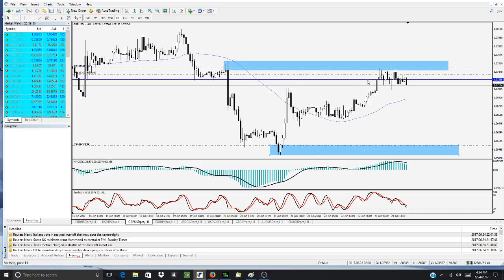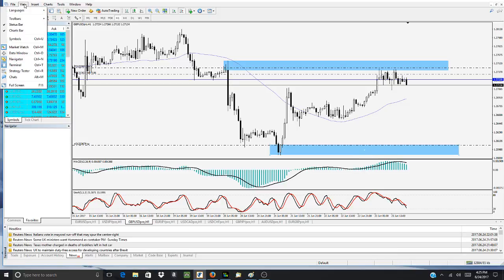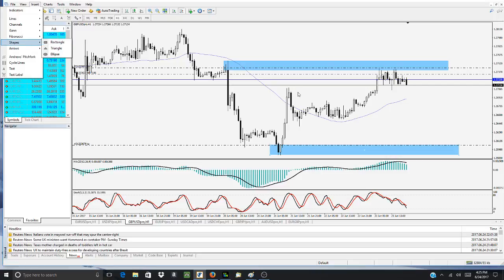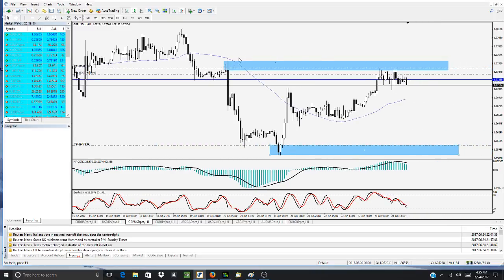So these blue shaded boxes, it's very easy. You just go to insert and then shapes, and then rectangle. That's basically all it is. It's a rectangle that I highlighted. These boxes are constantly changing. I'm constantly deleting these and moving to the new fresh supply and demand area. I never have these constantly in one fixed place, especially after 3 touches, after the market has reached back into a supply area.